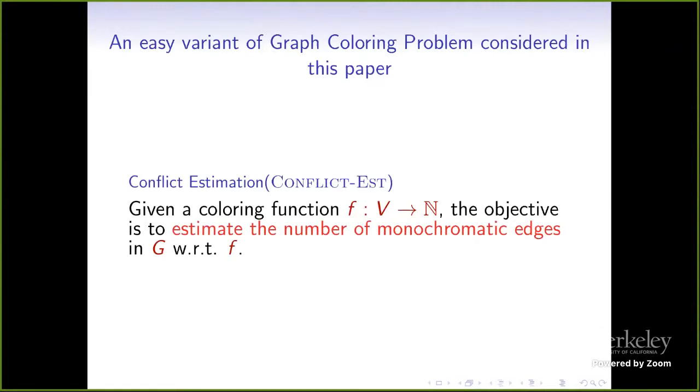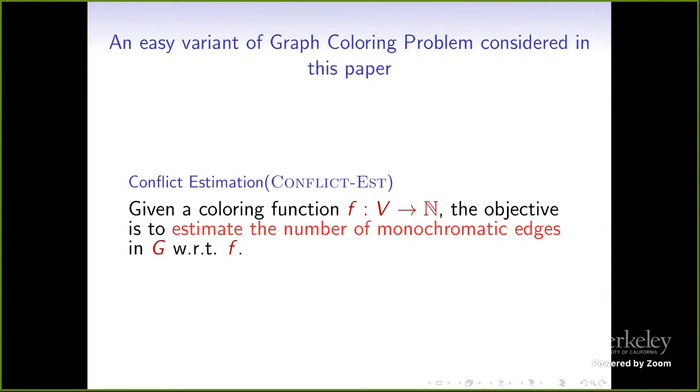In this paper, we consider a simple variant of the classical graph coloring problem in the streaming model. We name it the conflict estimation problem, where we have two inputs, the graph G itself and a coloring function f on the vertices of the graph. Our objective is to estimate the number of monochromatic edges in the input graph with respect to the given coloring function f.